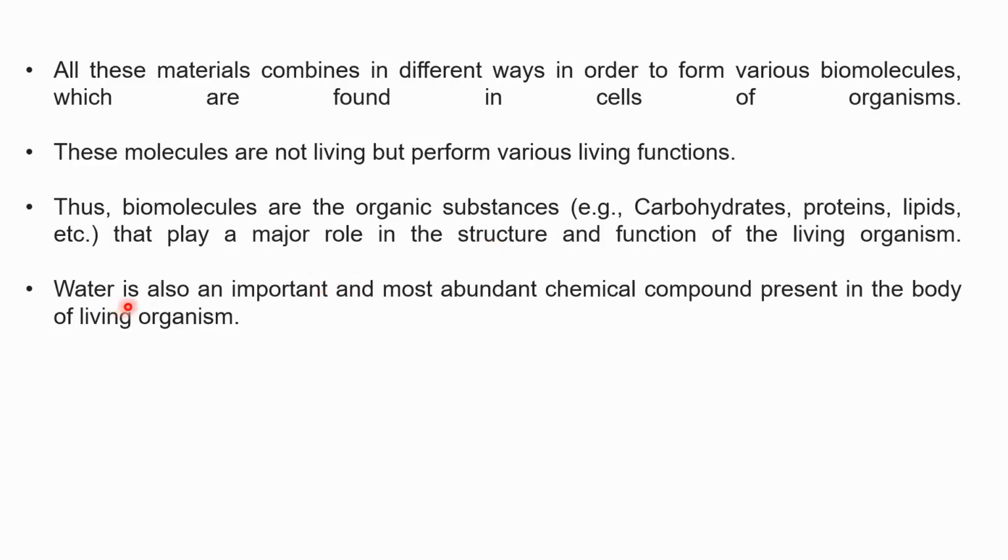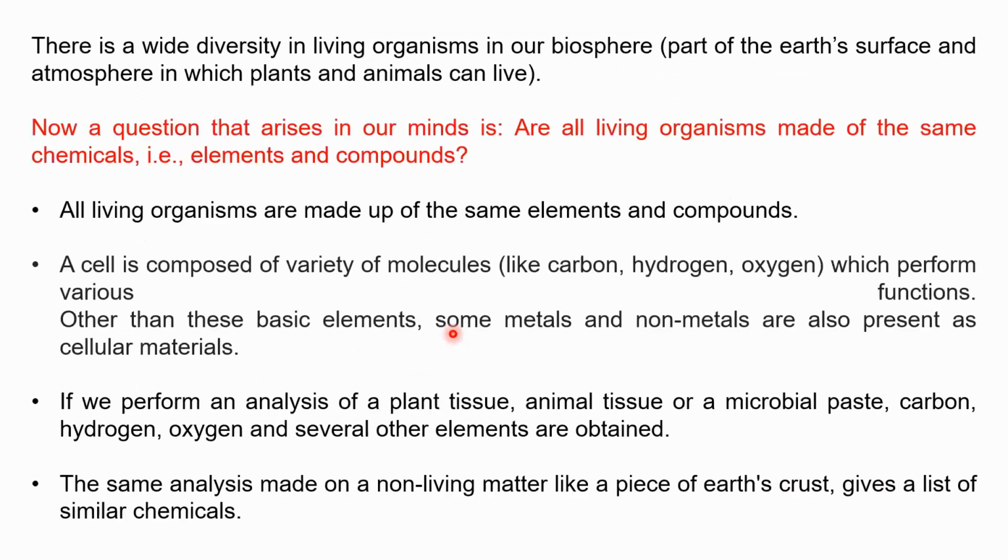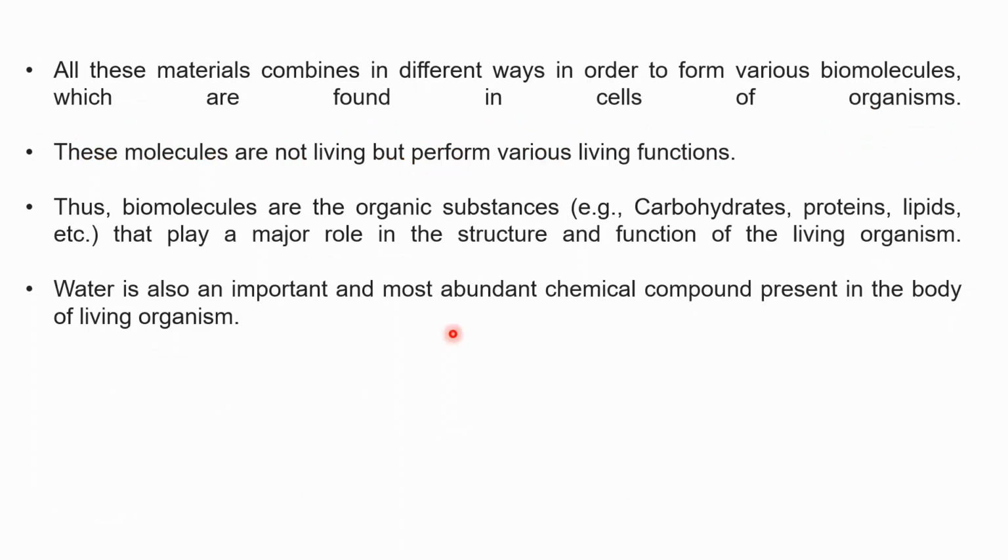Besides these, water is also an important and the most abundant chemical compound which is present in the body of living organisms. We know that 70% of our body is composed of water. So water is also important, and it is the most abundant chemical compound which is present inside the body of a living organism. So how do we get to know what the chemical composition of the living organisms is?